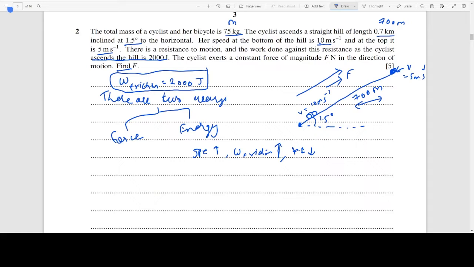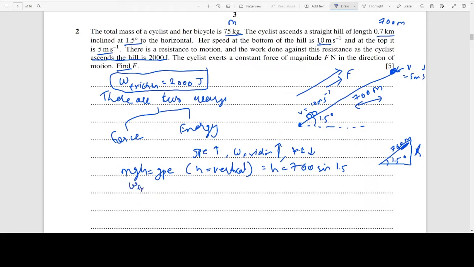So we'll use mgh for GP, where h is vertical height. So we can just use 700 sine 1.5. So h is equal to 700 sine 1.5. Trigonometry. All right, so we just have to find this h.